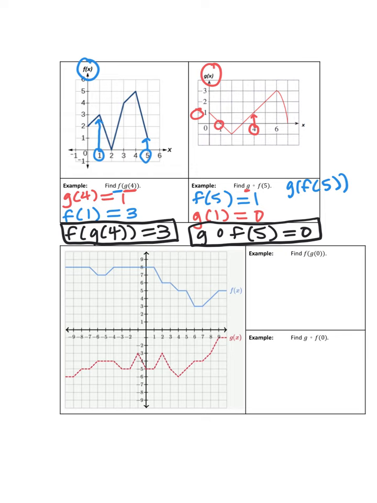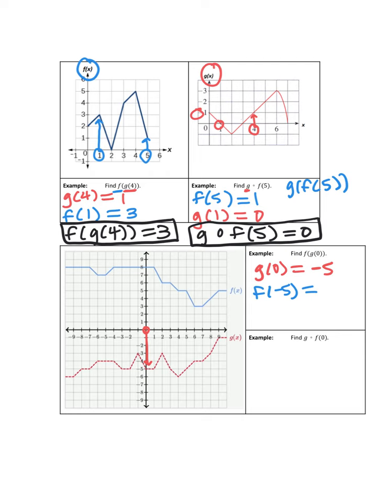Now on the next graph, we have both f of x and g of x shown at the same time on the same coordinate plane. G of 0 is where we need to start because that's on the inside. So g of 0. Here's 0, follow it to the graph. That equals negative 5. So now I'm going to find f of negative 5.